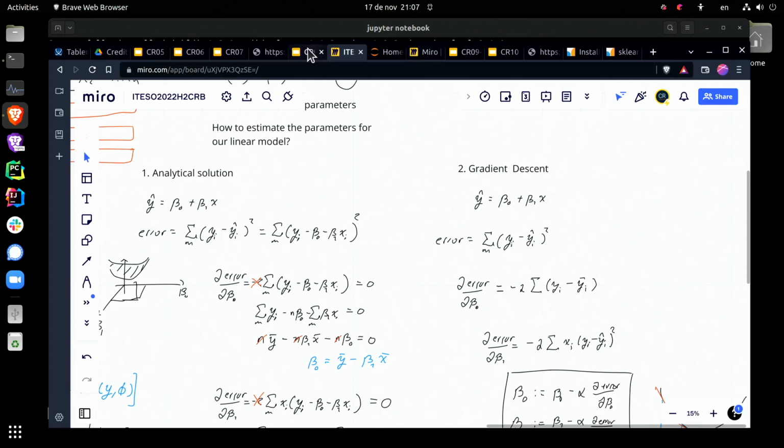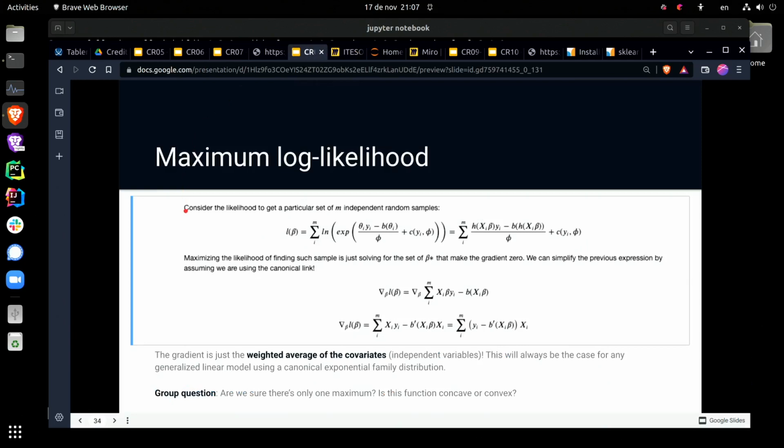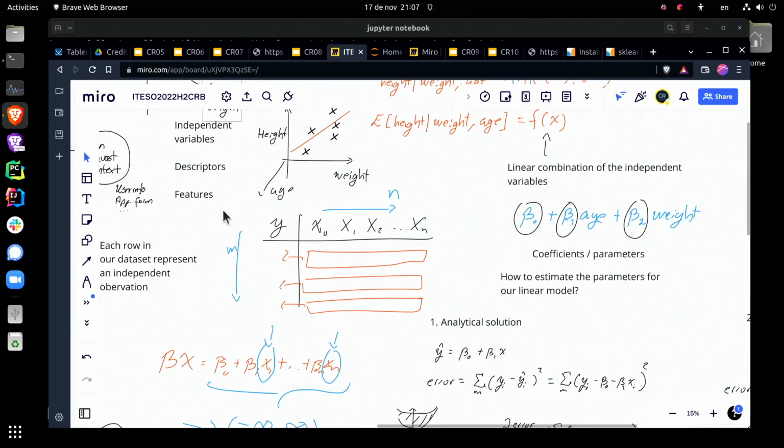In this case, we need to propose an equivalent to the error function. But instead of an error, let's use a probabilistic approach. So since we're working with a distribution and we are estimating a parameter of a distribution, we can use the concept of the likelihood. So for example, let's say that we have our data set, right? And we are trying to describe y given a set of independent variables x, right?